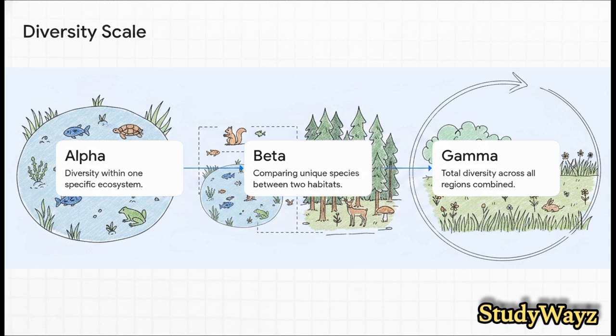Number 2 is beta diversity. यहाँ हम comparison करते हैं. You look at the lake and the forest and you count the unique species that do not overlap between the two. Basically, it measures the difference between two habitats.